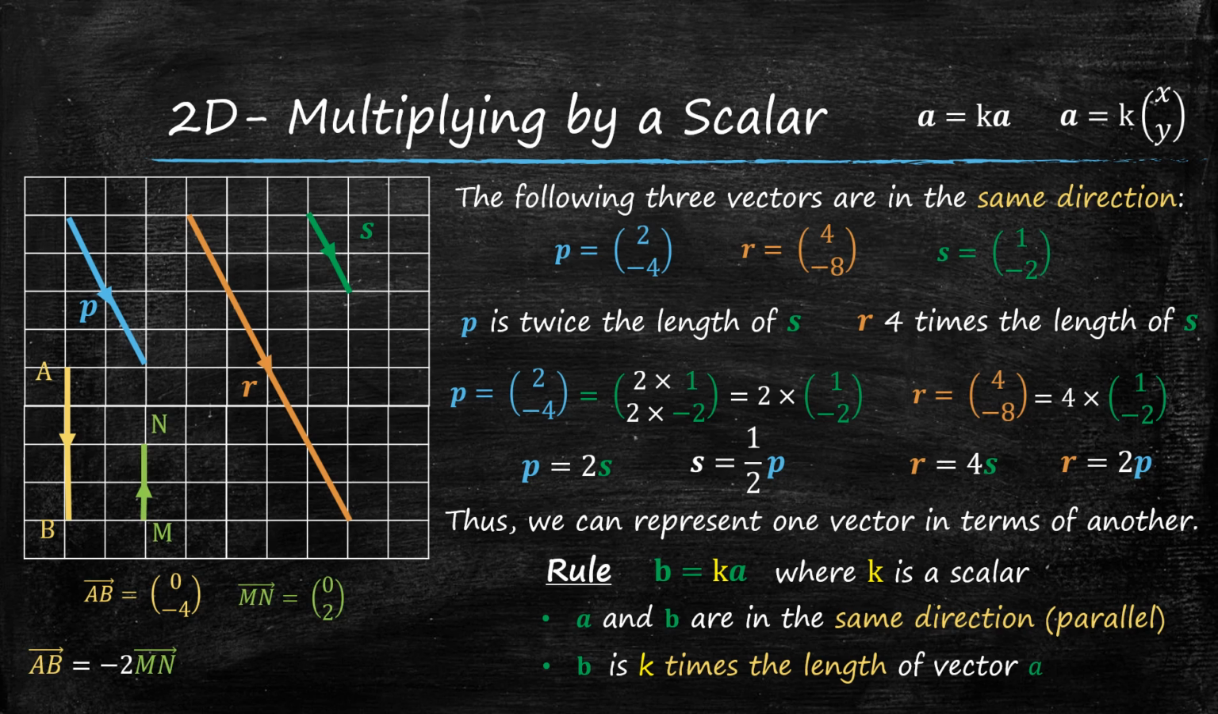And looking at (0, -4) and (0, 2), we can see that AB is equal to -2 MN. So what this shows us is that if k is negative, the resultant vector will be in the opposite direction. So if we're multiplying by a negative scalar, this will result in a vector in the opposite direction. Positive k, the vectors will be in the same direction. Negative k, the vectors will be in the opposite direction.